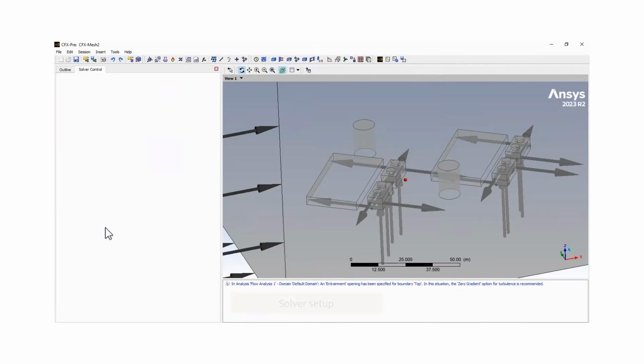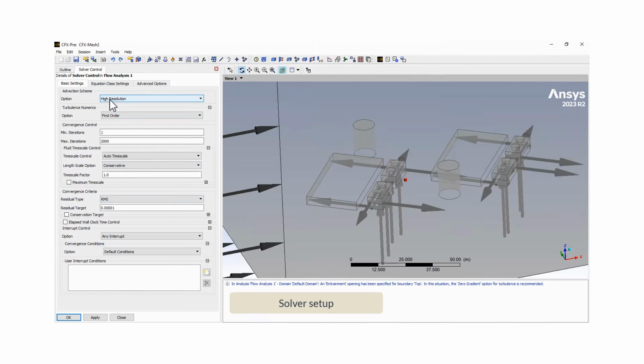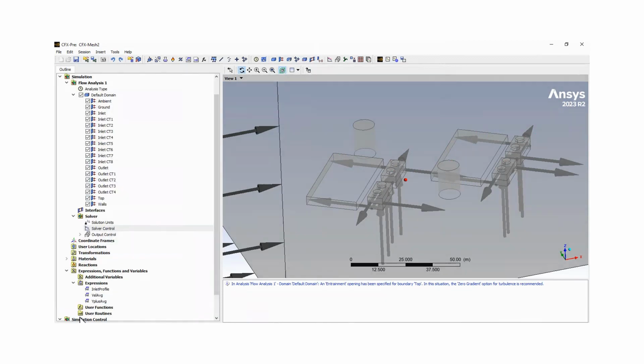Finally, we specify a high-order scheme for this natural convection model, and the convergence limit for the residuals. Do not forget to set up the monitors.